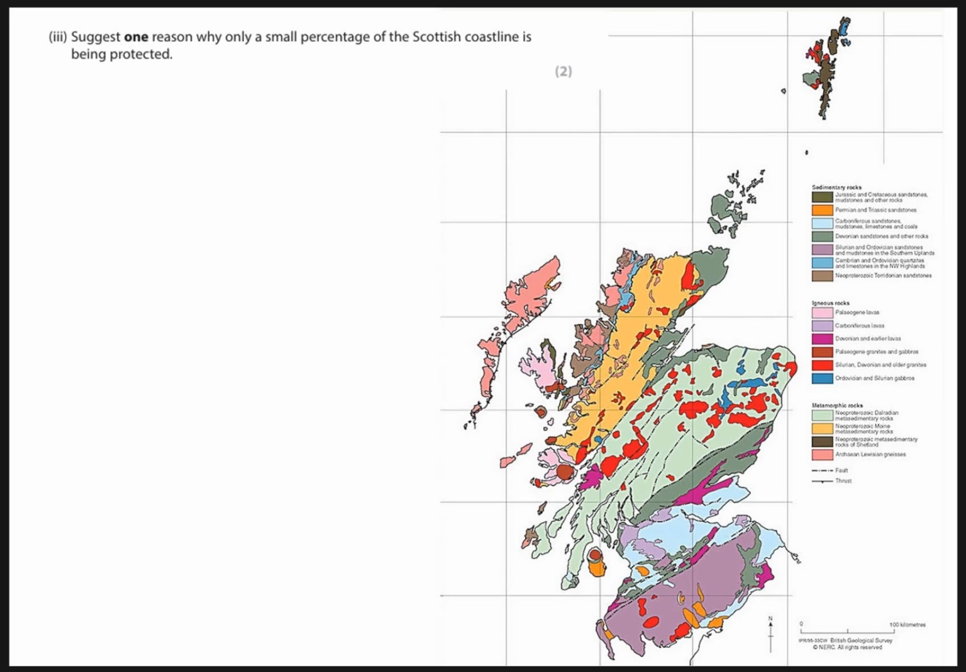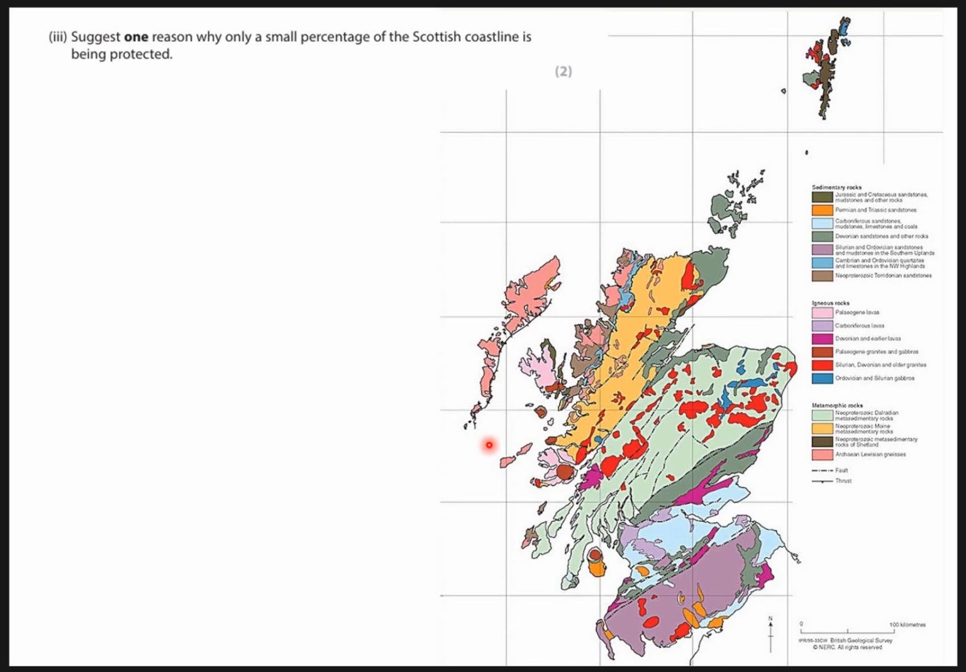Suggest one reason why only a small percentage of the Scottish coastline is being protected. I'm going to use this opportunity to recap some things about the geology of Scotland, because we need to understand a little bit about that. So Scotland has some of the oldest rocks in the United Kingdom. So much of the north and west of Scotland is made up of hard, resistant, igneous, metamorphic rocks, such as granite. So these rocks are very difficult for the waves to erode.